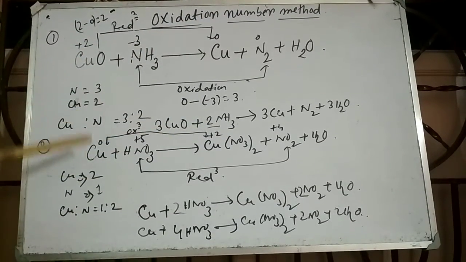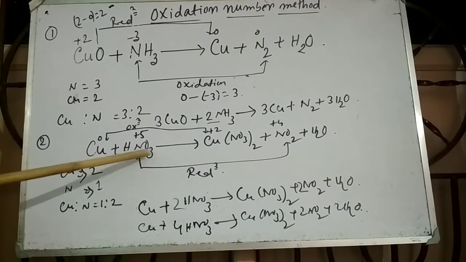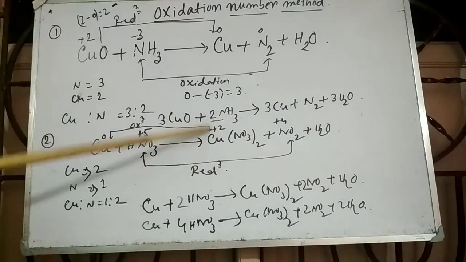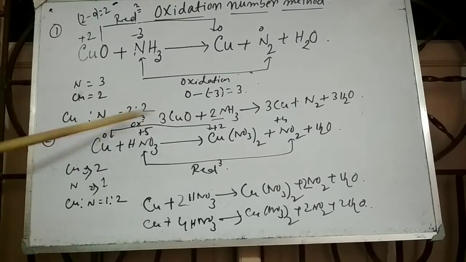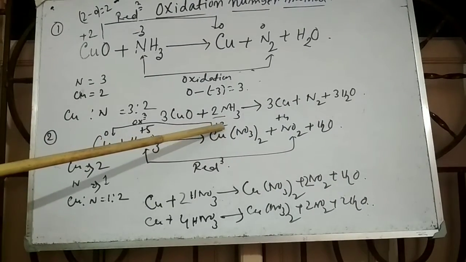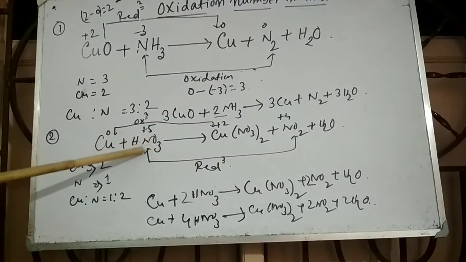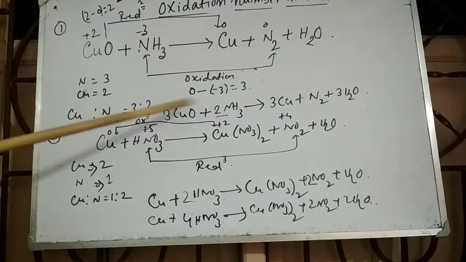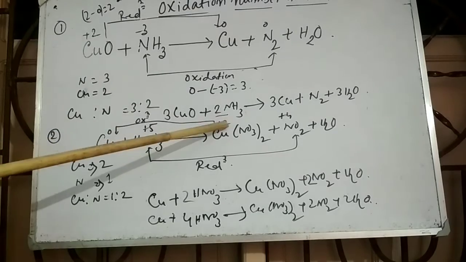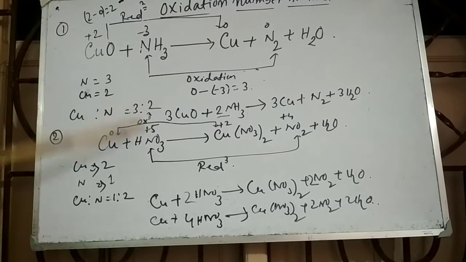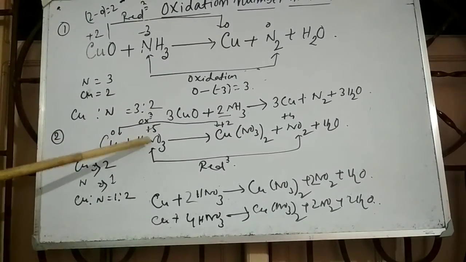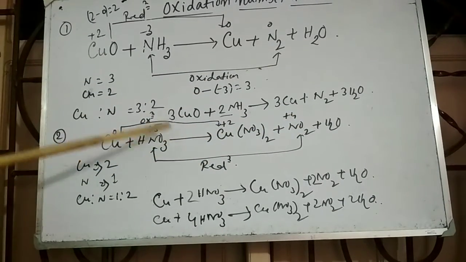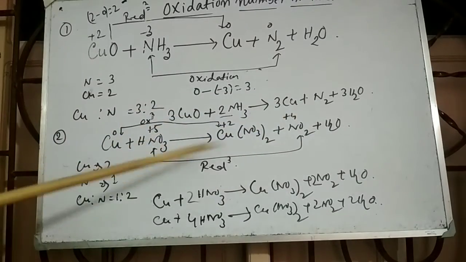Now another example: copper plus nitric acid forms copper nitrate, nitrogen dioxide and H2O. Here copper nitrate can exist in salt form. So copper is 0 and in copper nitrate it exists in +2 form. Here in nitric acid nitrogen exists as +5, here nitrogen exists as +4. Here copper changes from 0 to +2, that is oxidation has occurred. Here in nitric acid the nitrogen is in +5 state and in nitrogen dioxide the nitrogen is in +4 state. So in this case +5 to +4 has occurred, that is reduction has occurred.